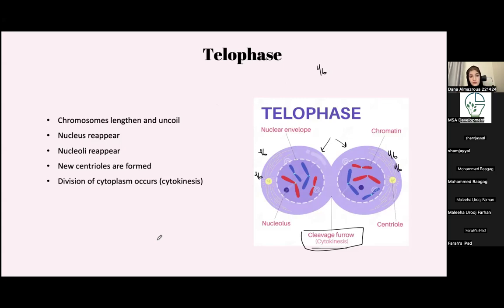Now, because we've already divided the cells and we want to end up with two cells, the nucleus reappears, the nuclear membrane reappears, the nucleolus reappears, and new centrioles are formed in each cell, and the division of the cytoplasm occurs. Now we're almost done with mitosis.